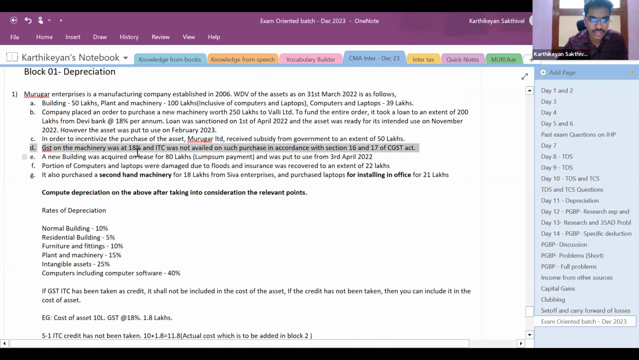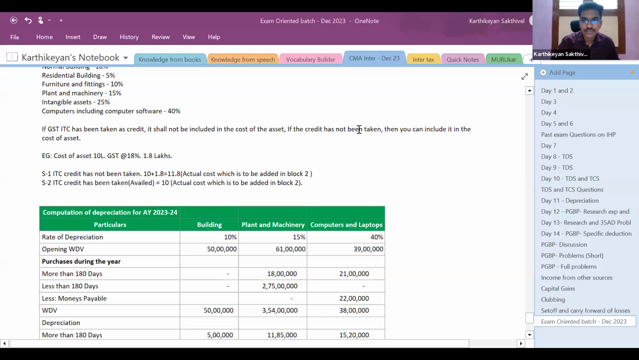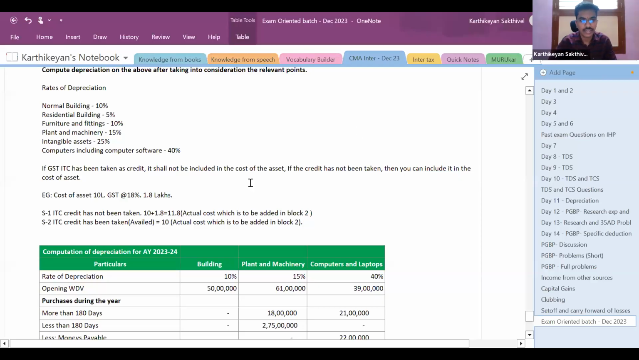So now, with this backdrop, you just try this. That is the only point: GST was 18%, if ITC was not availed, then it is to be included in the actual cost. If ITC is availed, then it should not be included in the actual cost. That's all. Okay, clear? Super. We'll check if your answer is correct, right?